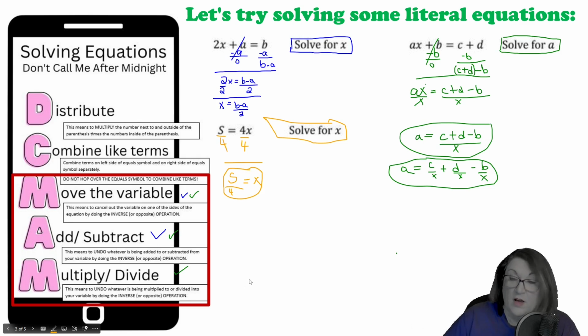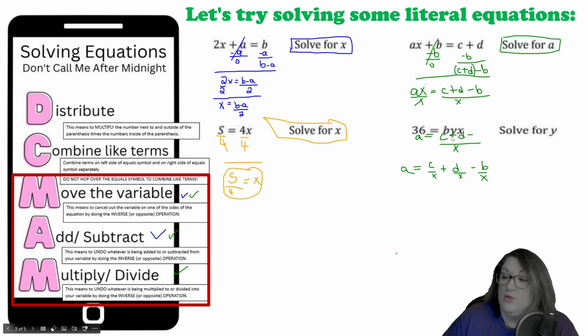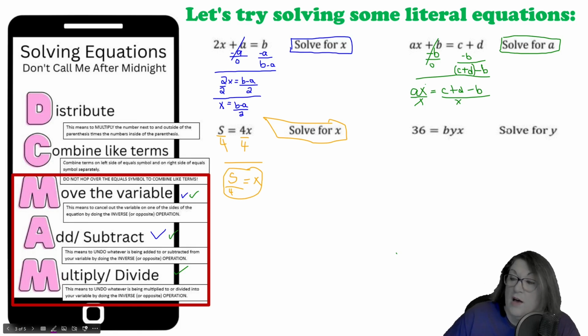Okay. All right. And then we have another one over here that we're going to do. So let me erase some of this. Okay, this one is 36 equals b times y times x. And we're solving for y this time. So if I'm solving for y, that means I need everything to go away on the side of the equation where the y is, except for the y, right?